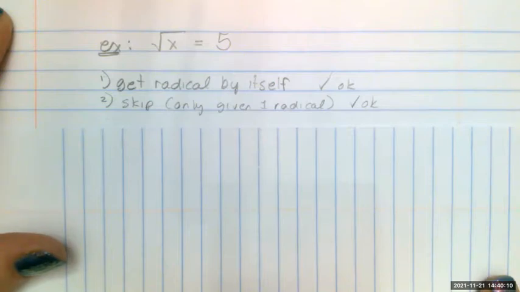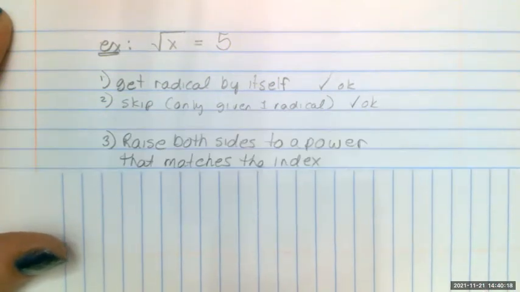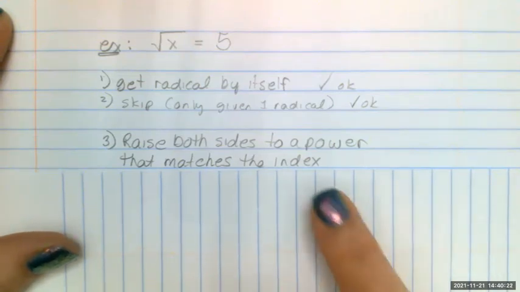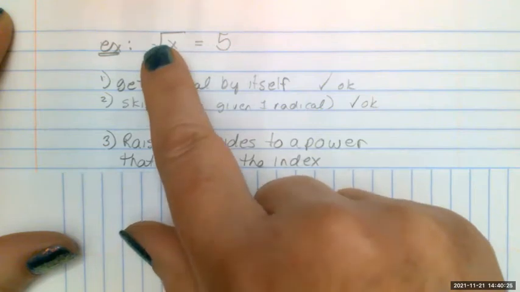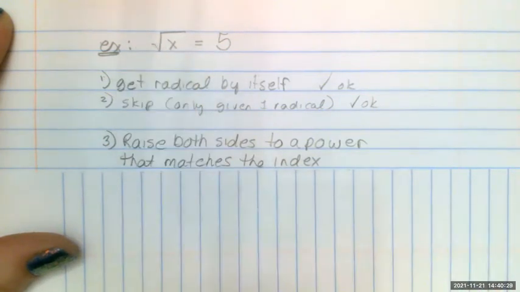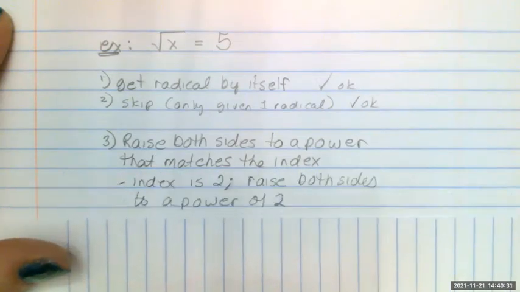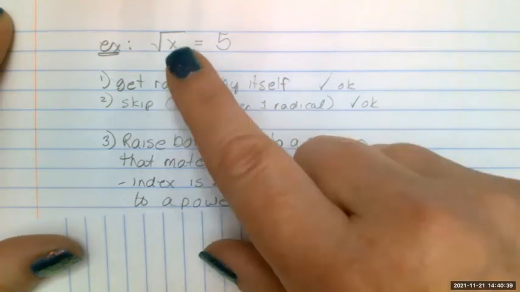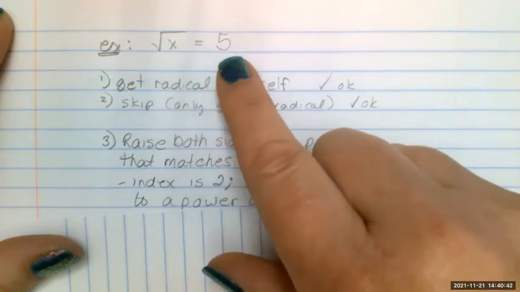Step 2, I'm going to skip because I was only given one radical. Step 3 is the power rule. We're going to raise both sides to a power that matches the index. The index here, again, if there is no index, the index is 2. This is a square root. Since the index is 2, I'm going to raise both sides to a power of 2. Now, when I say both sides, I mean all of the left and all of the right.